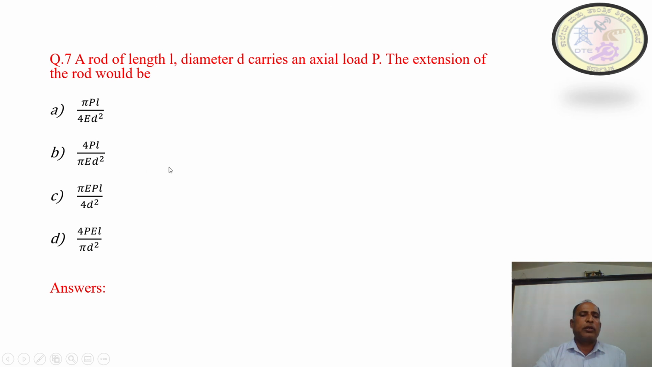So just substitute the value of A as pi by 4 D square in the equation delta L is equal to PL by AE, then the answer will be 4 PL by pi E D square. And the answers for all the MCQs are also given.